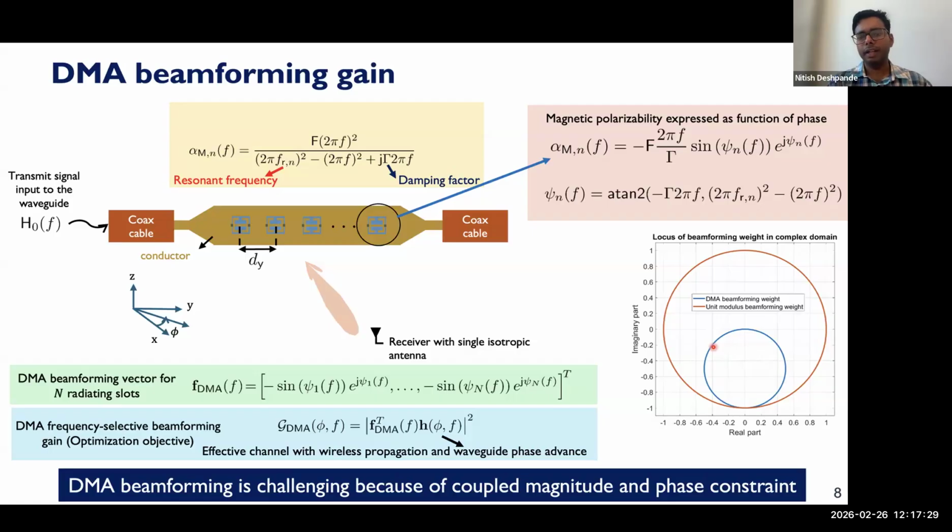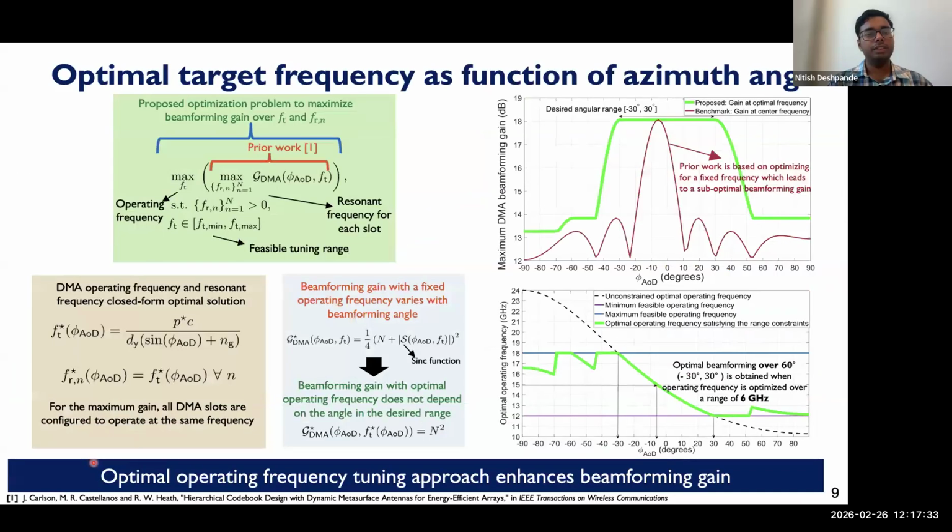There is some prior work which addresses this coupled magnitude phase constraint. However, that solution is only for a fixed frequency. And as we saw earlier, operating at a fixed frequency for a DMA is suboptimal. So we take one step further where we jointly optimize the resonant frequency that governs the beamforming weights and the operating frequency in a feasible tuning range.